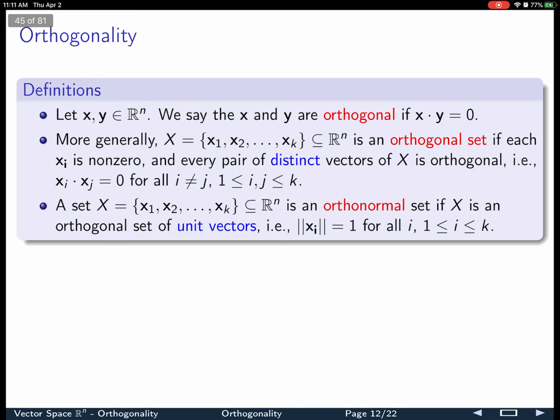Orthogonal set, and orthonormal. Again, this is some vocabulary that we've already discussed. Orthogonal means that you're perpendicular. It means that the dot product between two vectors is 0. An orthogonal set is a set of vectors where everything is orthogonal to one another and none of the vectors are the 0 vector. And an orthonormal set is an orthogonal set that is only made up of unit vectors.